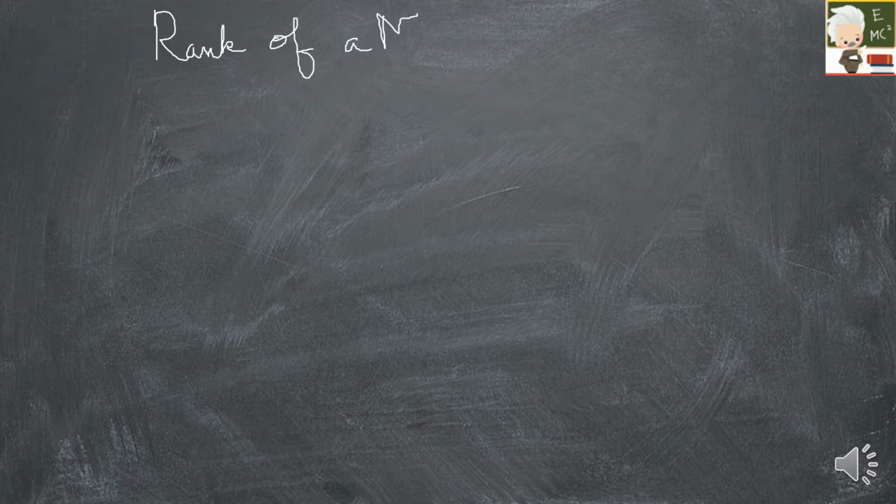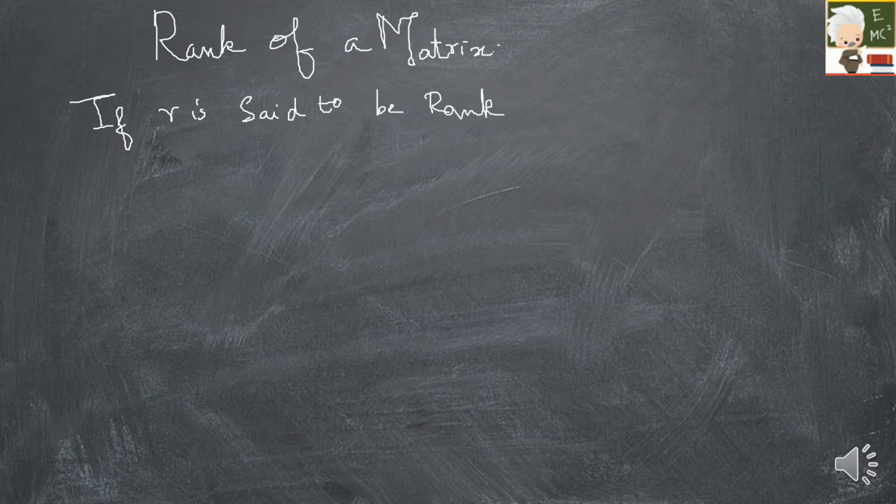Rank of a matrix. So the definition for the rank of a matrix: if r is said to be the rank of a matrix, then it has two conditions.